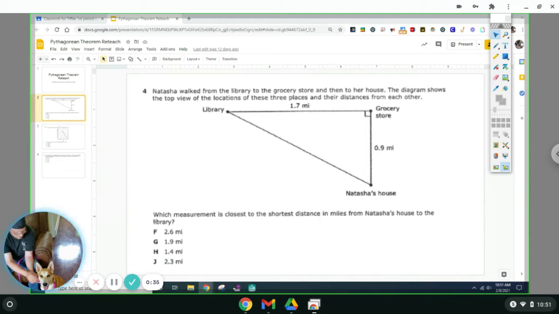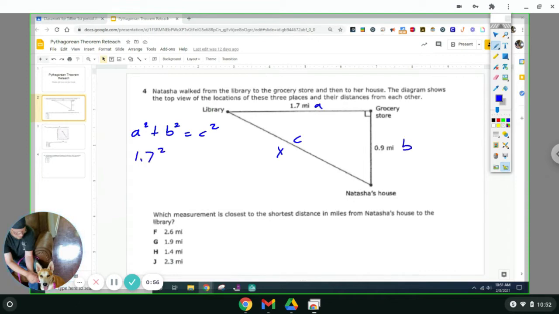So basically, this is the shortest distance. Since this is a right angle, and this is the side opposite the right angle, this is your hypotenuse. So you're missing the hypotenuse. You're going to do a squared plus b squared equals c squared, and this is your c. We'll make this a, and we'll make this b. So you can plug that in.